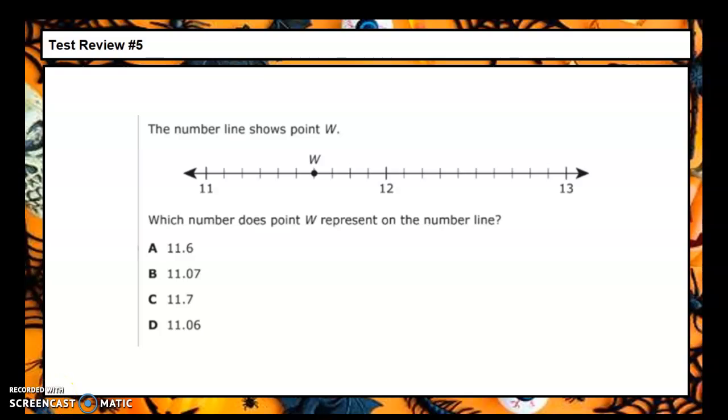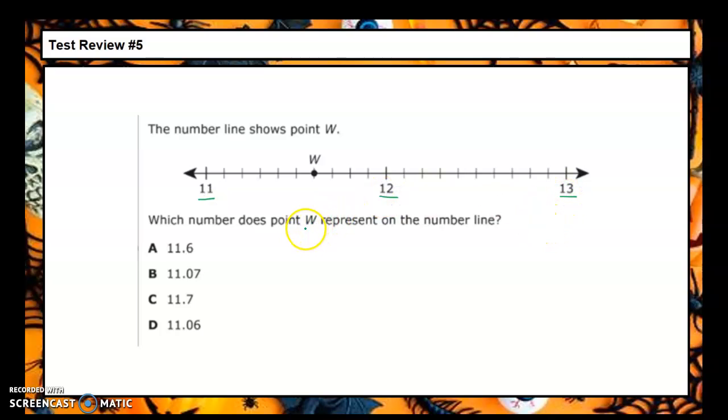Question number 5 says the number line below shows point W. Which number does point W represent on the line? All right, so the first thing I notice is that I have my whole numbers already labeled for me. I have 11, 12, and 13.